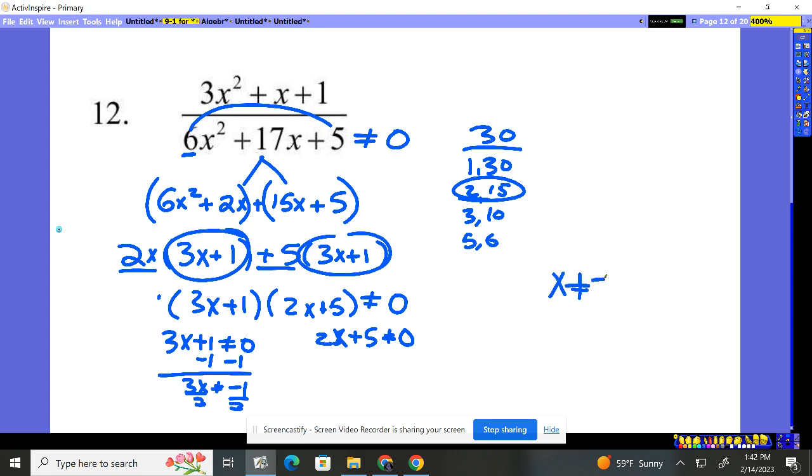X can't equal -1/3. Over here, subtract 5. 2x can't equal a -5. Divide by 2. Your other answer, x can't be a -2 1/2. Those are the two solutions for number 12.